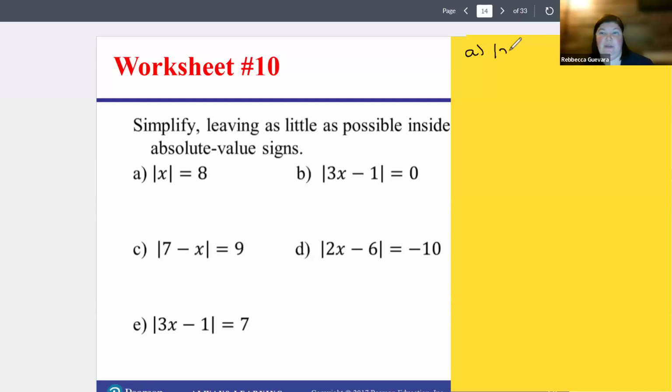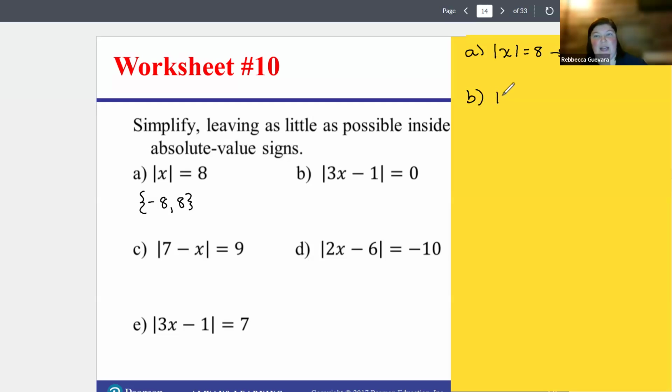Absolute value of x equals 8. We know that the only 2 solutions for this one are that x is either negative 8 or positive 8. Sometimes we're going to write this in set notation and write the 2 answers, and that's my solution set. Well, let's work on B now.